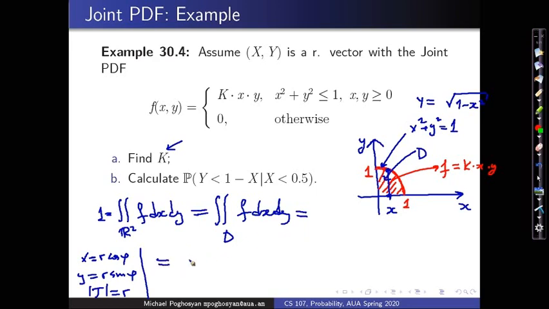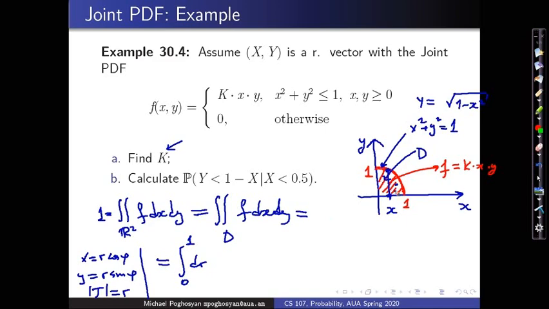Now I need to describe my region D, this is D, in polar coordinates. It is easy to describe this because this is a circular shape region. So r is changing in this region. The distance between that point and the origin is from 0 to 1. If I take any point, this r will be between 0 and 1. So r is changing from 0 to 1, dr.